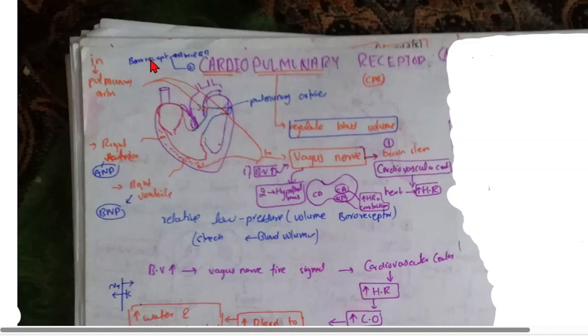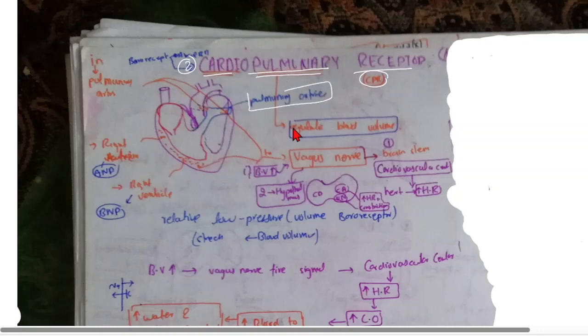So the second receptor is the cardiopulmonary receptor. You can call it CPR. First of all, this is present in the pulmonary artery.